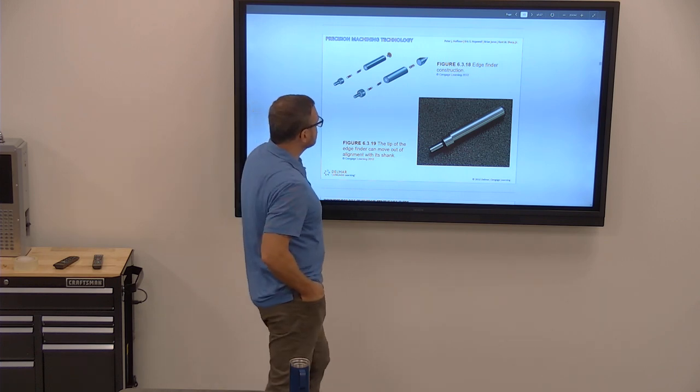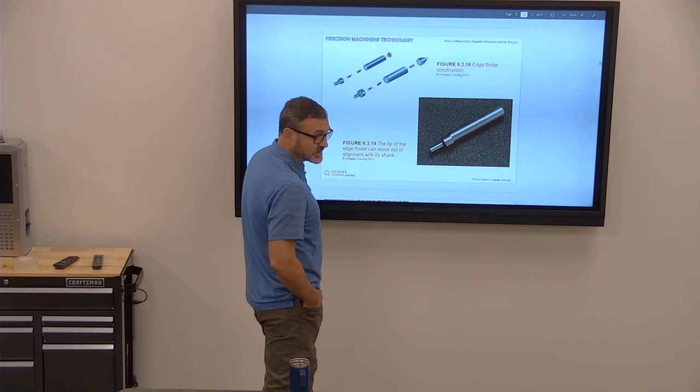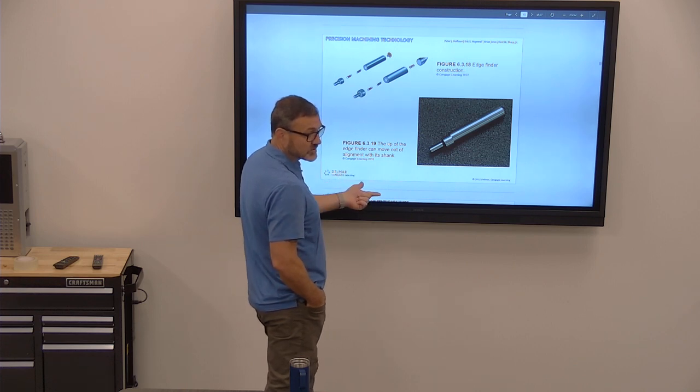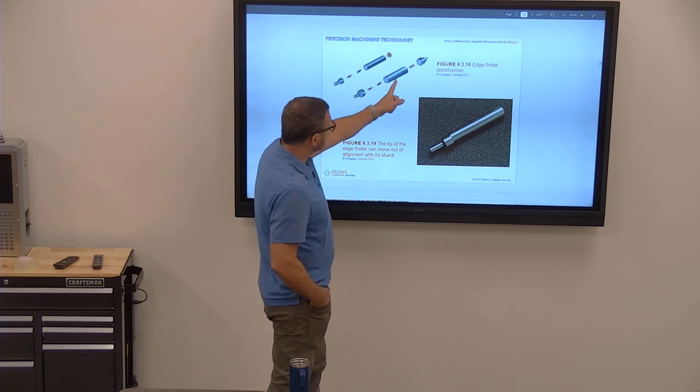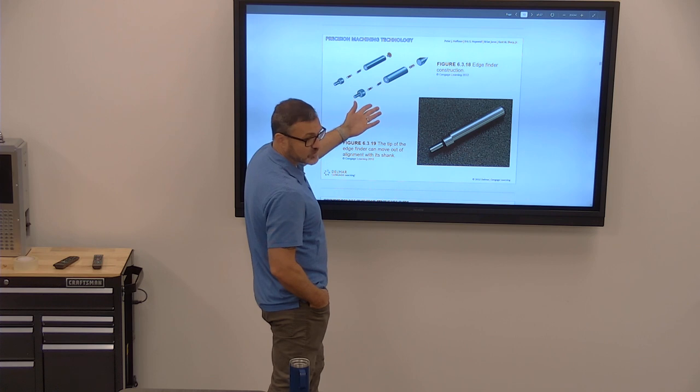Edge finders come apart. That absolutely happens. Edge finders really like to run about 1,000 RPM. So running an edge finder at 200 RPM, it's actually going to be less accurate. Edge finders are three separate pieces with some springy stuff in between. So you've probably seen them break and you've probably seen them come apart.